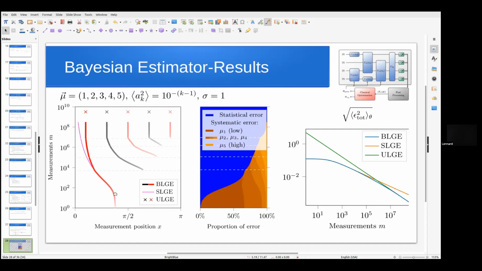We see that if we start with only a few measurements, we effectively have only one measurement point. So what this plot shows is the optimal x values for each measurement, moving along for larger and smaller measurement budgets. And here we see how the error is divided between the statistical error in blue and the systematic error in brown. Why do you have lots of statistical error for many measurements? Wouldn't you expect it to be the other way around?